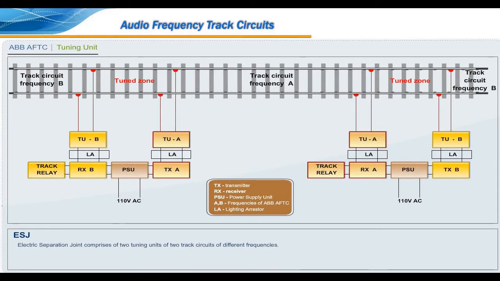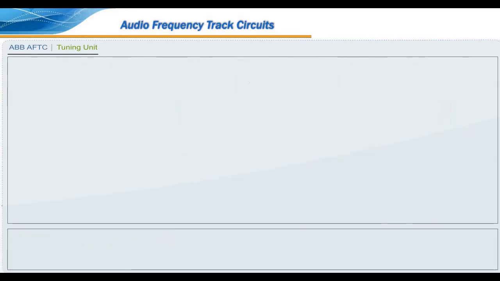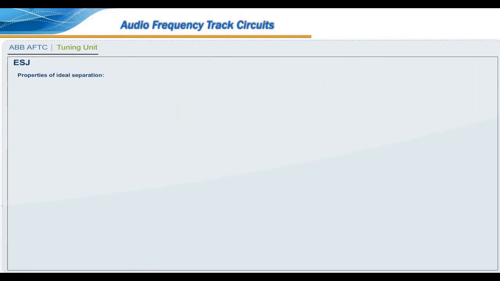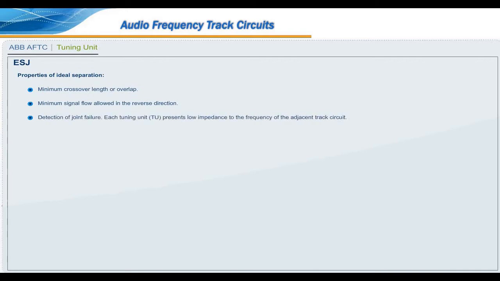ESJ. Electric separation joint comprises two tuning units of two track circuits of different frequencies. Properties of ideal separation: minimum crossover length or overlap, minimum signal flow allowed in the reverse direction, detection of joint failure. Each tuning unit TU presents low impedance to the frequency of the adjacent track circuit.